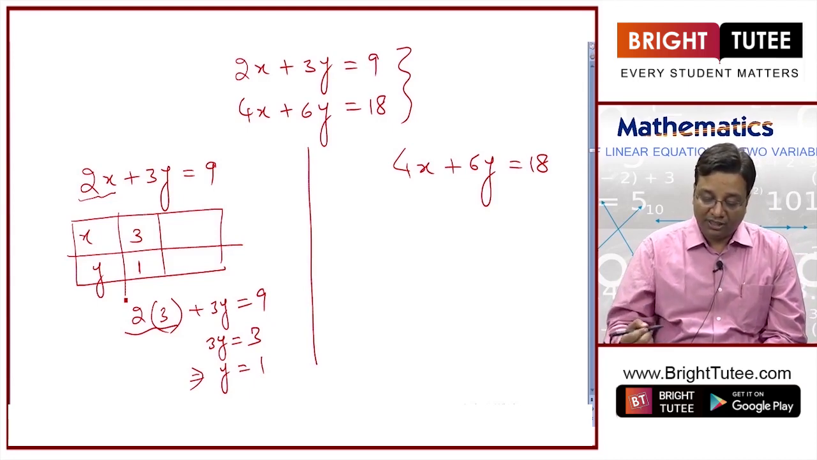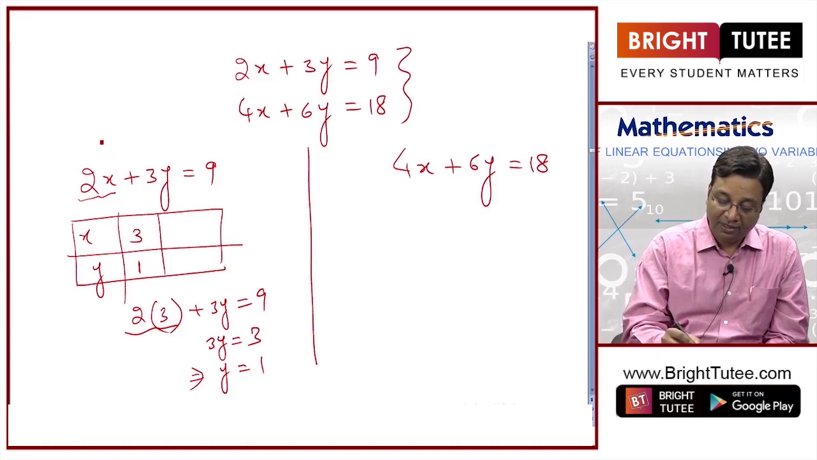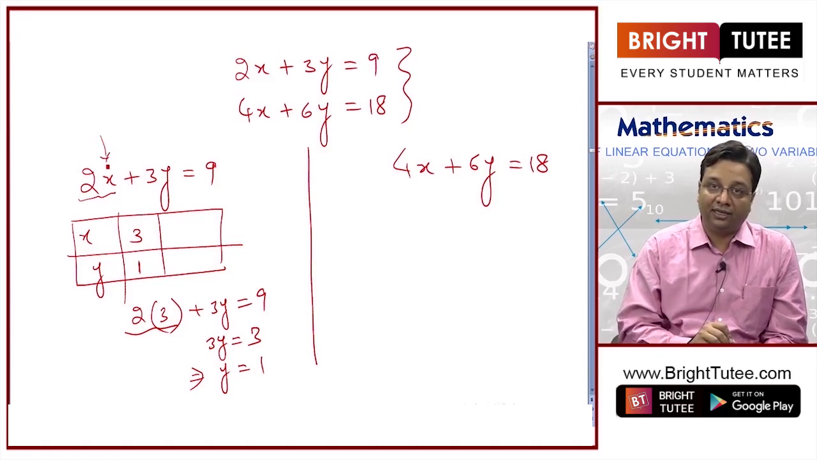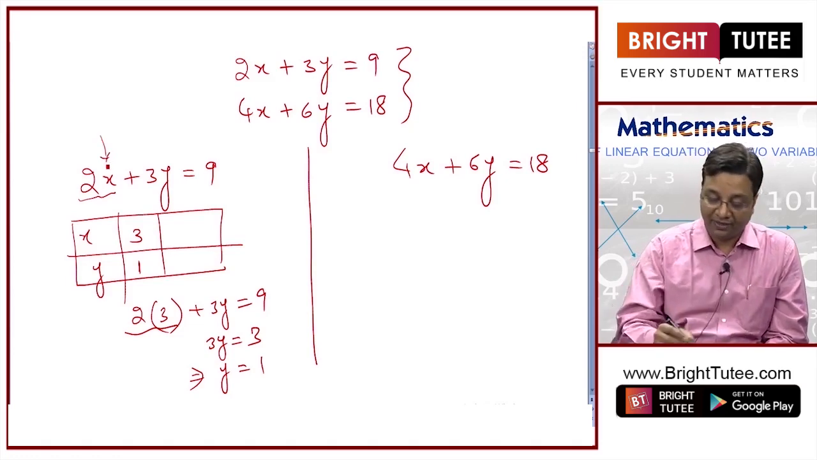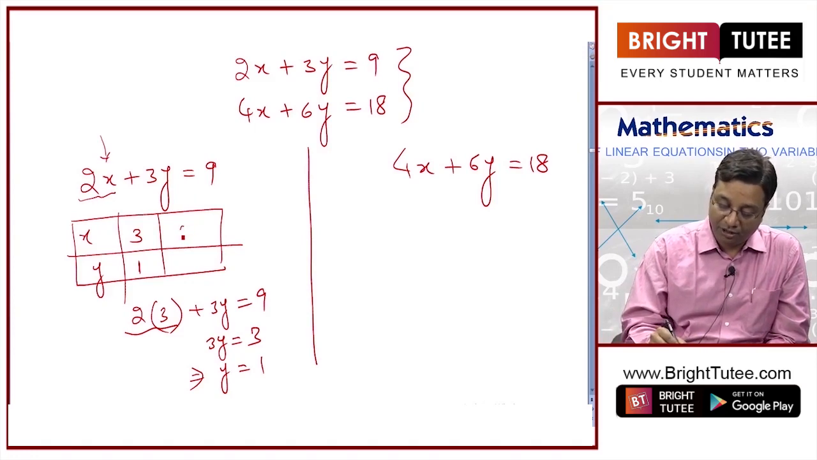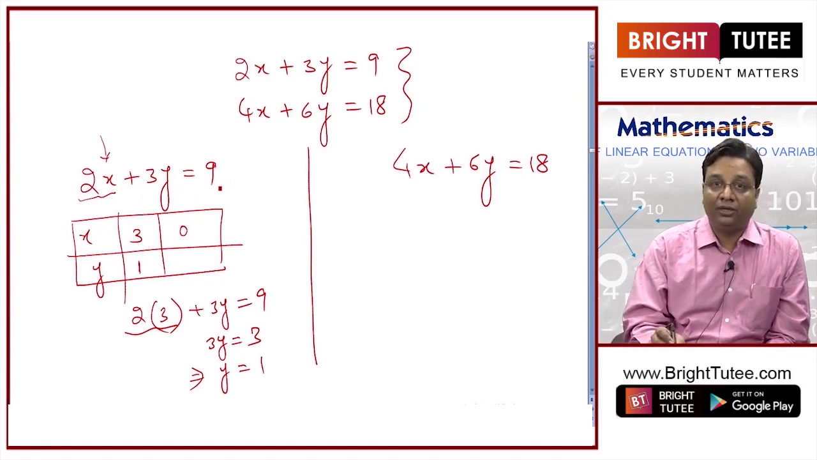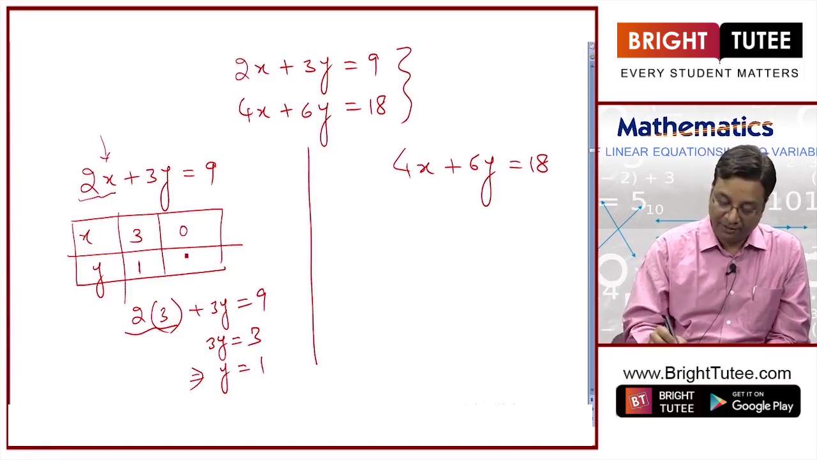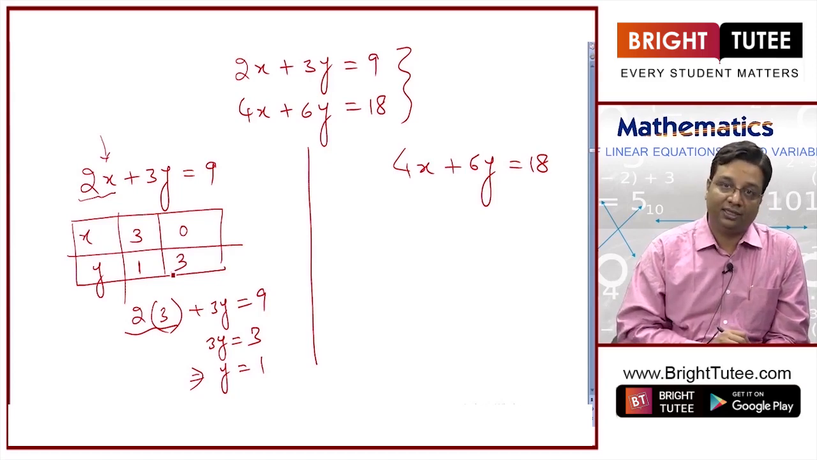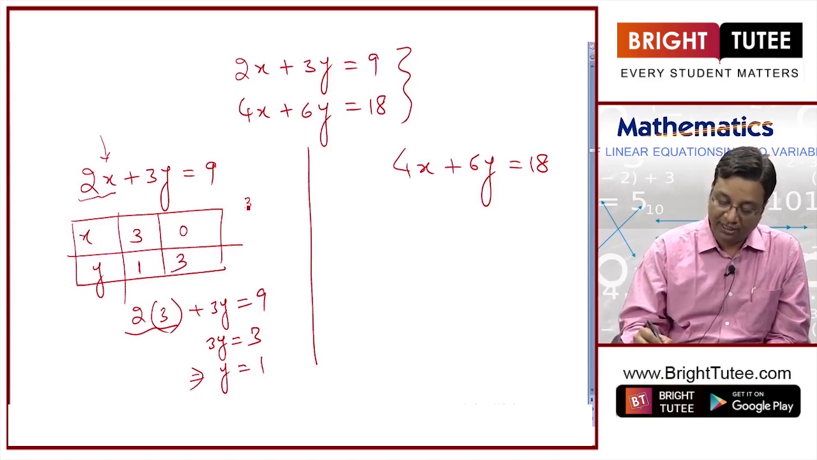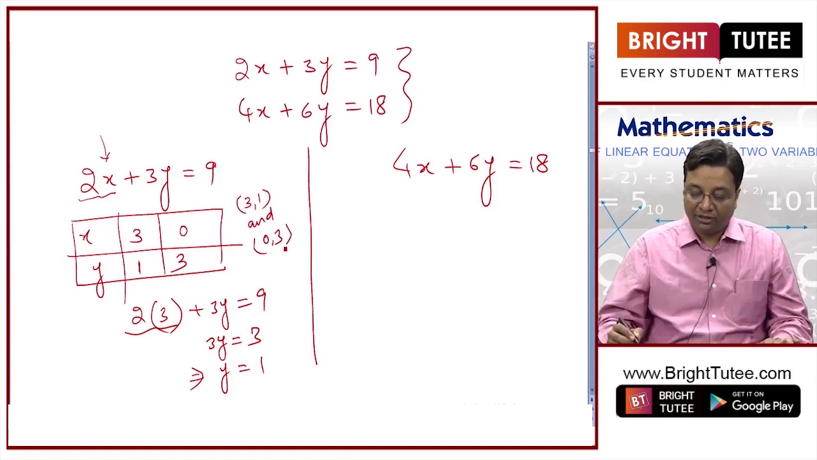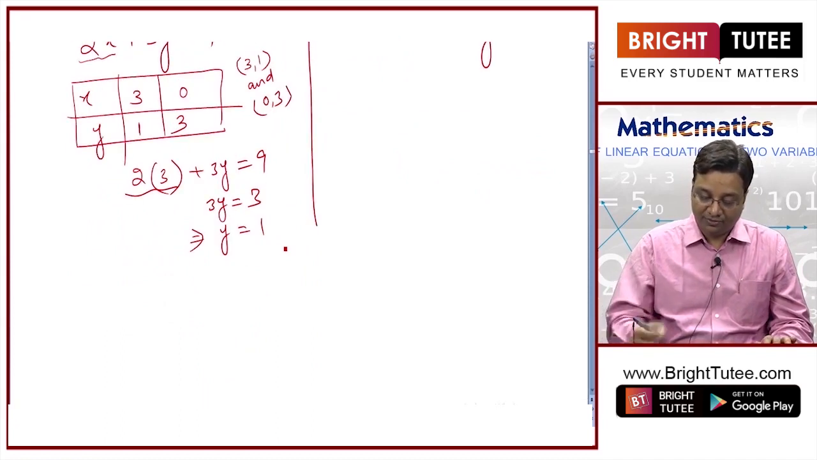Now suggest me another value for x. If I put x equal to 0, will I get an integral value for y? Yes. If I put x equal to 0, 3y will be equal to 9, hence y will be equal to 3. So this is another point that I have got. So the 2 points that I get from this are (3, 1) and (0, 3). So let us first of all represent this graphically.